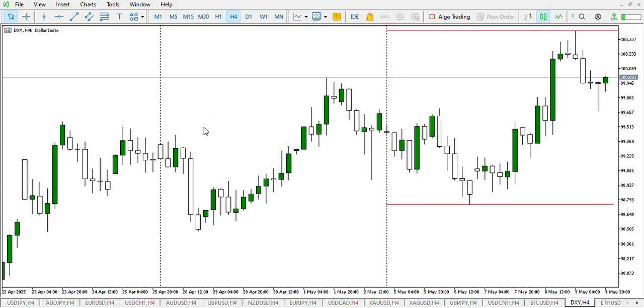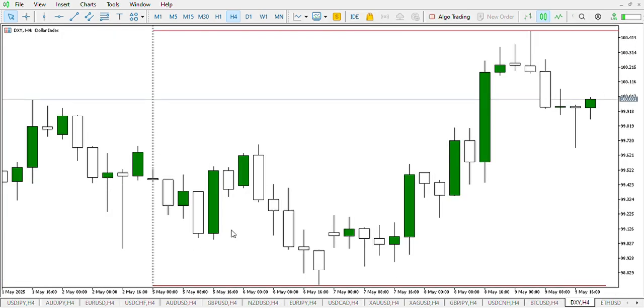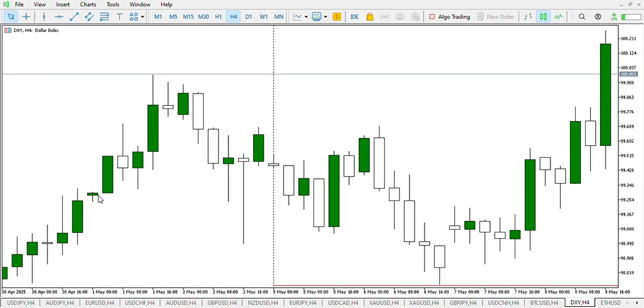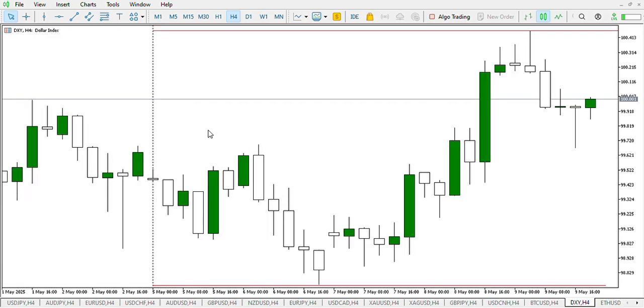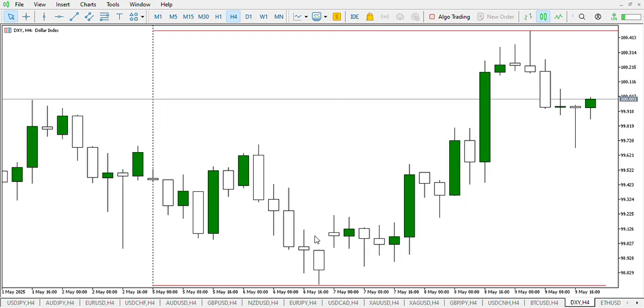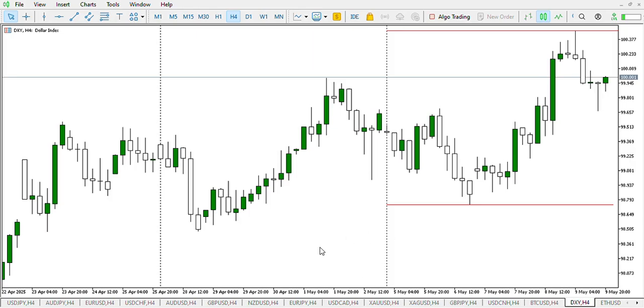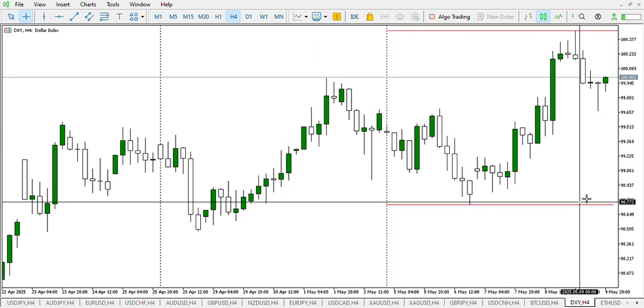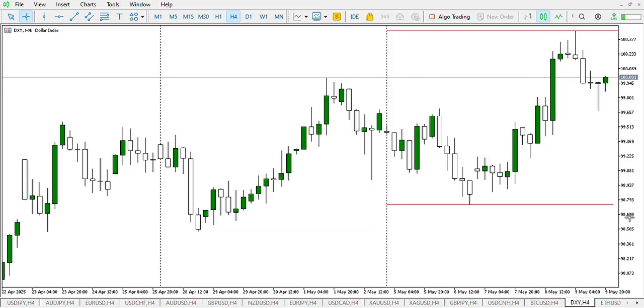So right here, this is a good one, as you have the sellers in danger on DXY. So once the market opens on DXY, we can expect price to consolidate, take out this low and reverse up if no more than 2 candles close below.